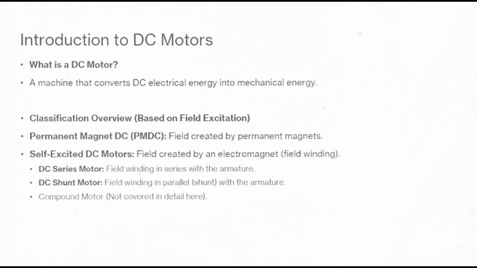So, the classification overview. PMDC relies on field excitation using permanent magnets, ceramic or neodymium, for the field instead of windings, simplifying construction. In self-excited DC motors, the field is created by electromagnetic windings. DC shunt motor, field winding connected in parallel with the armature. DC series motor, field winding connected in series with the armature. Compound motor combines shunt and series characteristics for balanced performance.